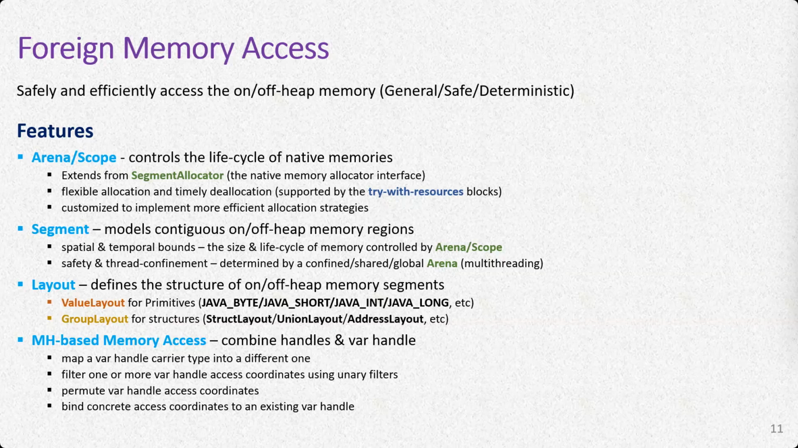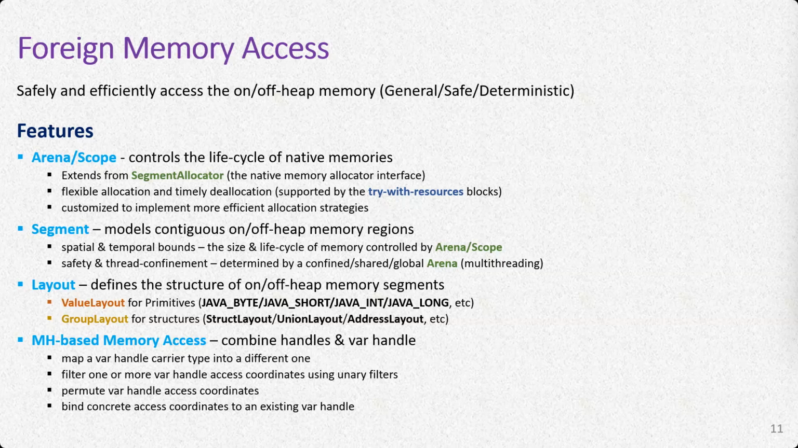The layout defines the underlying structure of the memory region, which is mainly composed of two types of layouts: value layouts for primitives, and group layouts for structures, which can be further categorized into different layouts to represent a specific native type, like struct, union, and pointer, etc. With these layouts, you are able to combine them in your application to describe whatever native structures you need.